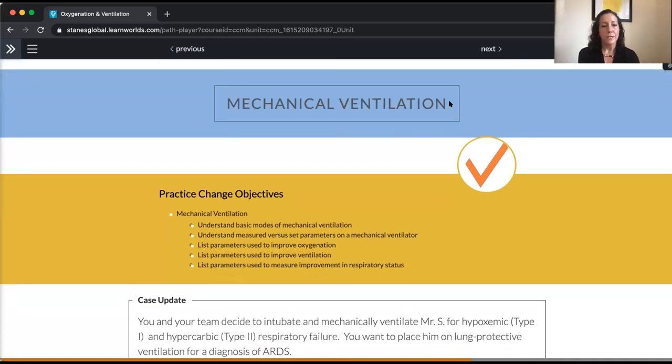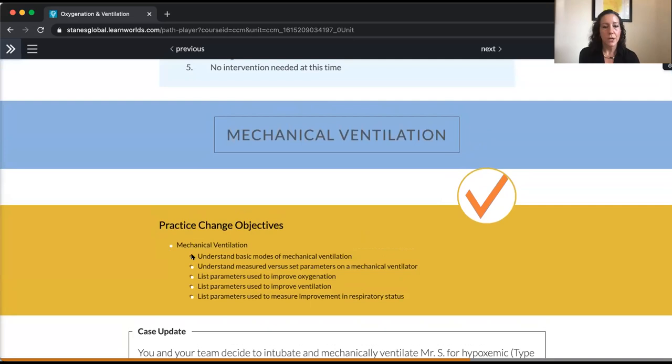Okay, mechanical ventilation. The first thing we want to do is understand the basic modes of mechanical ventilation. We want to understand measured versus set parameters. We want to understand how to improve oxygenation, especially in Mr. S who has ARDS. And we want to understand how to improve ventilation or CO2 elimination. And then finally, we want to understand which parameters we can use to determine whether our patients are improving or not.